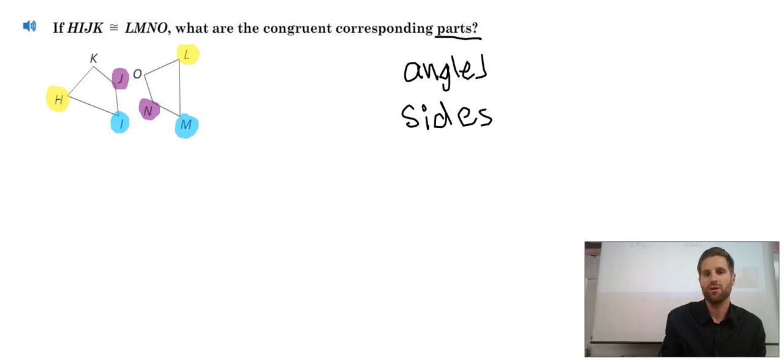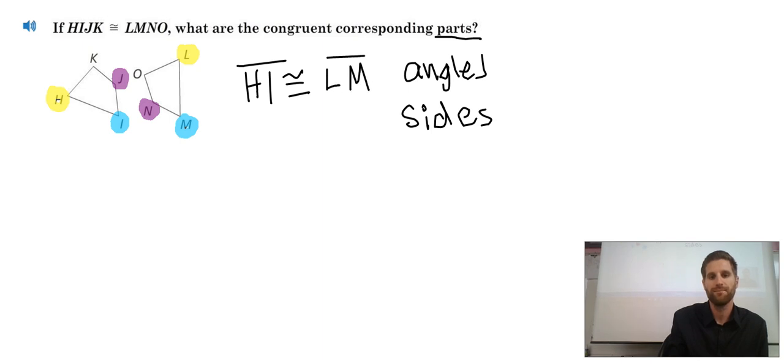So what are the congruent corresponding parts? Like I said, we have our angles, but we also want to go ahead and take a look at our segments. And so let's look at a couple of them. We don't need to name all of them right now, but we can look at a couple of them. If I asked you what segment is congruent to HI, okay, we should be able to say it's the yellow and blue segment. So the yellow and blue segment over here would be LM.